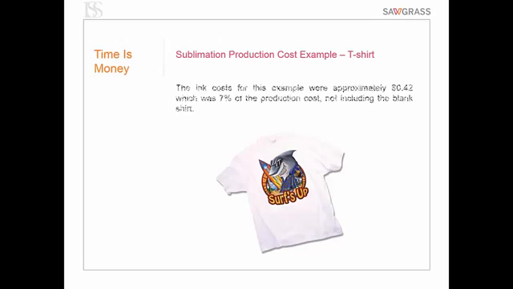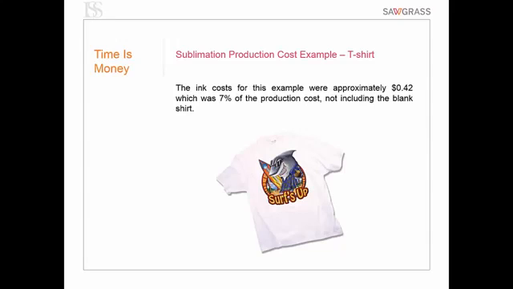Okay. So as I said, the ink costs for this were approximately 42 cents, which was 7% of the overall production cost, not including the blank shirt. So the reality, when you look at how ink is used per item, it's fairly low cost. But I agree, when you have to go out and buy multiple cartridges, you're looking at a big cost there.